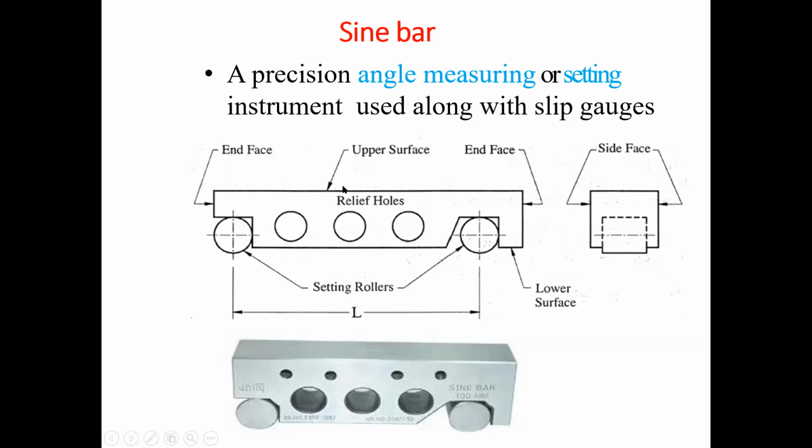If you observe here, the topmost face and the bottom lower surface of this sine bar are completely hardened, ground, and lapped in order to get highly finished, highly flat, smooth surfaces. Holes are also provided in order to lower the weight of the sine bar and for easy handling of the two identical rollers.